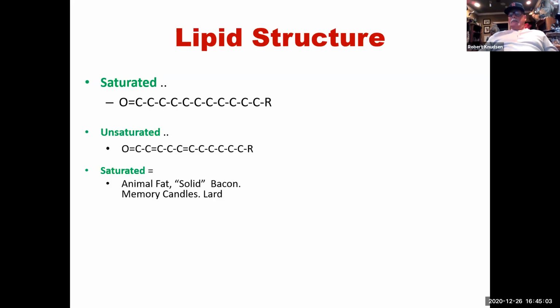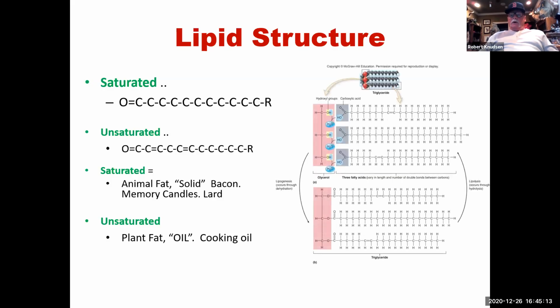All right, memory candles. You can take any animal, scrape the fat out, heat it up, turn it into a candle. Unsaturated: plant fat, oil, cooking oil. We good? Okay, now, don't freak out on me.